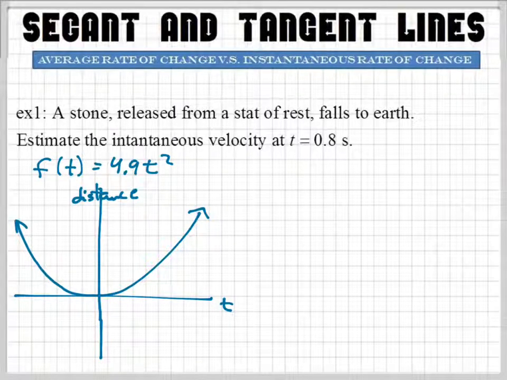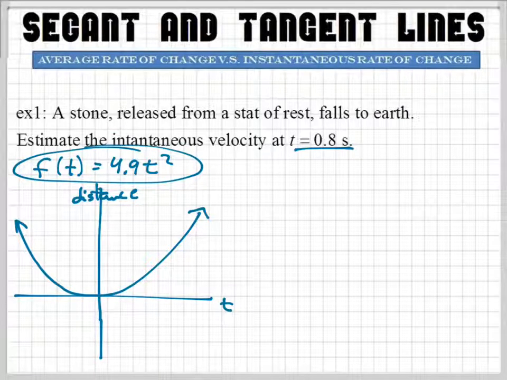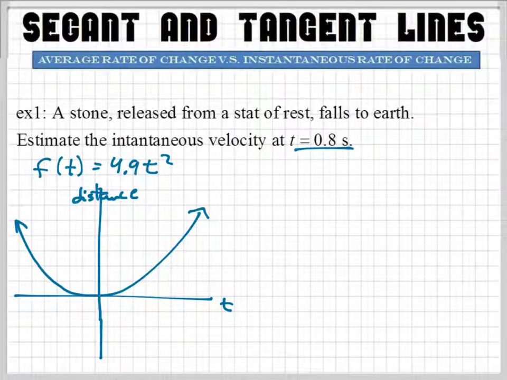So we're asked to find the instantaneous velocity at 0.8 seconds. To get a picture of it, I'm drawing a quick graph right here to show you guys what this function looks like. This is a function that helps us calculate its distance from wherever it's dropped. And we're going to say that this is 0.8 right here.